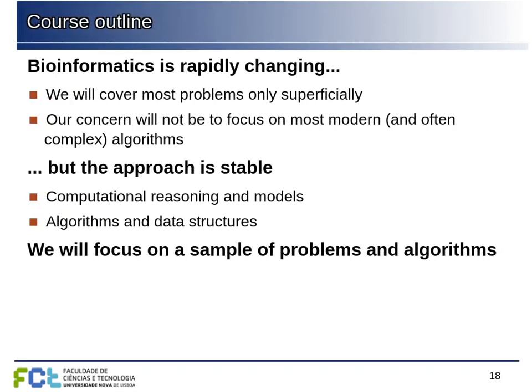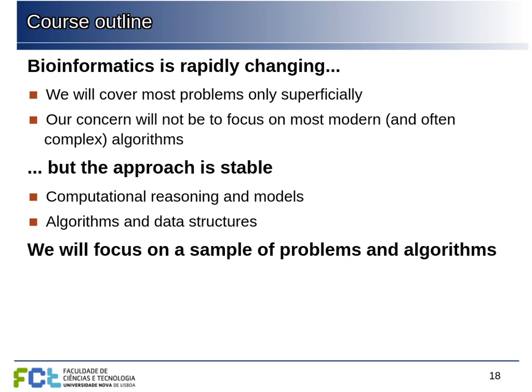So for this course, in a quick outline, we will take into account that although bioinformatics is a rapidly changing field, you have constant innovation not only on the experimental part, on molecular biology and so on, but also on computational techniques, on hardware, and that is leading to huge changes very rapidly. However, the basics of the approach is stable.